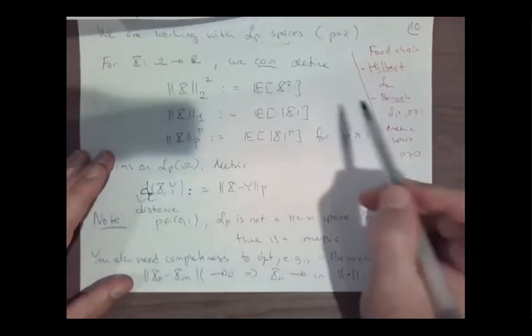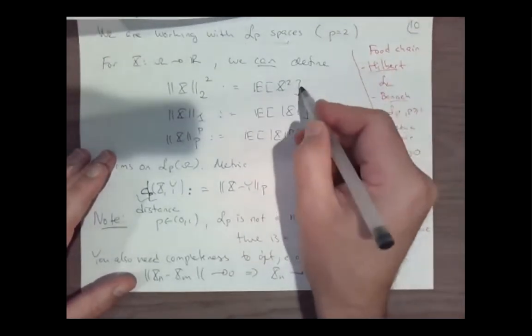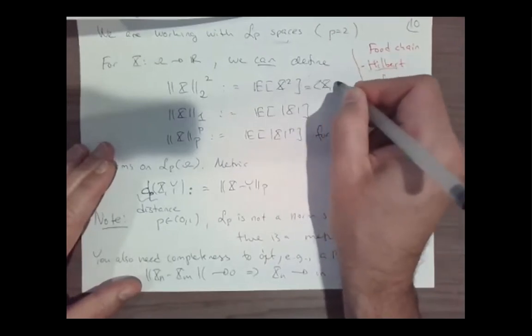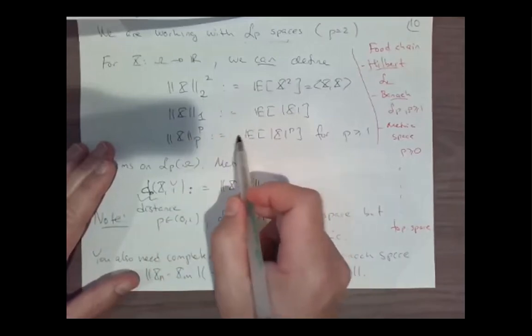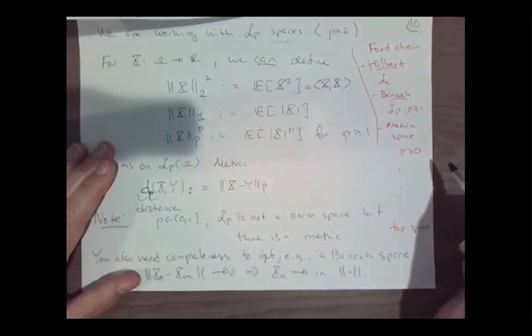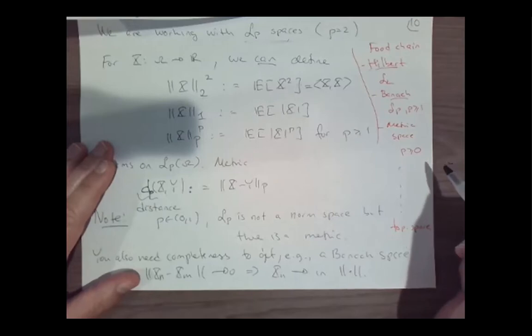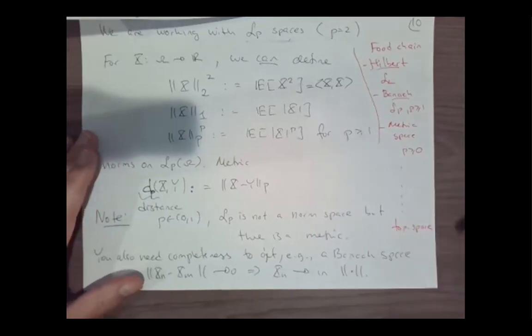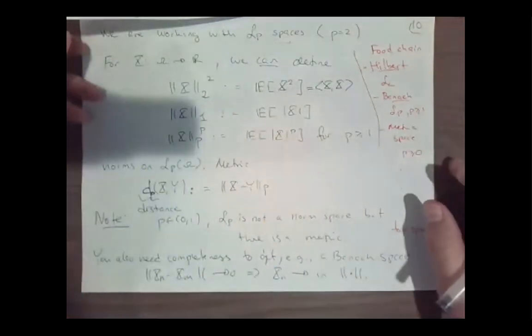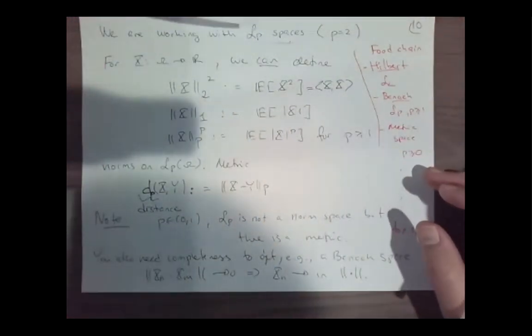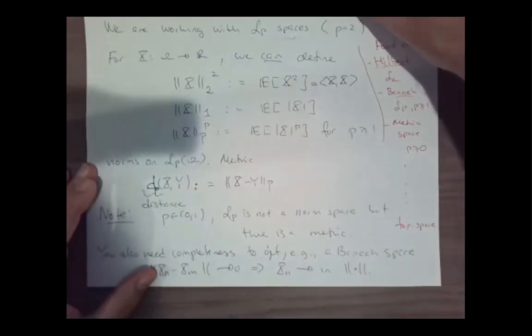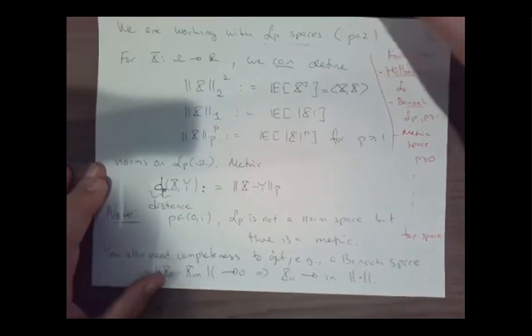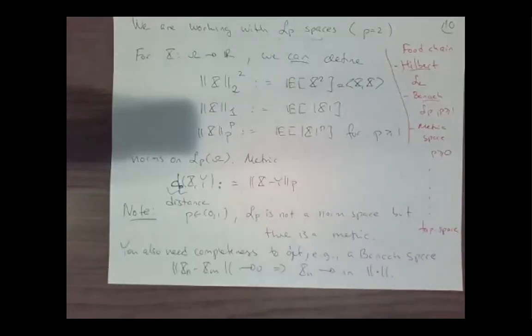But you only have the Hilbert structure when this thing here is equal to the inner product between x and x. For L1 and for Lp in general, there's no inner product. Only L2 among the Lp spaces is a Hilbert space. Okay, this took us way away from the main topic.